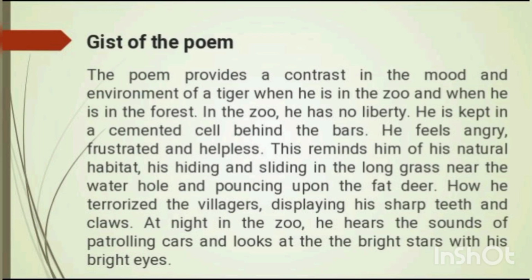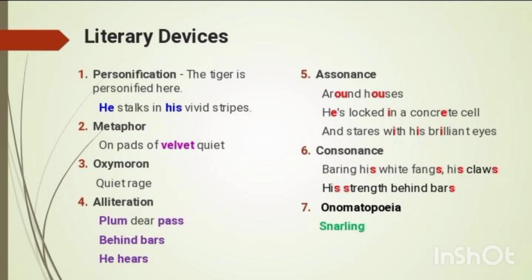The gist of the poem. The poem provides a contrast in the mood and environment of a tiger when he is in the zoo and when he is in the forest. In the zoo, he has no liberty. He is kept in a cemented cell behind the bars. He feels angry, frustrated, and helpless. This reminds him of his natural habitat, his hiding and sliding in the long grass near the water hole and pouncing upon the fat deer. How he terrorized the villages, displaying his sharp teeth and claws. At night, in the zoo, he hears the sounds of patrolling cars and looks at the bright stars with his bright eyes. Now, the literary devices of the poem.